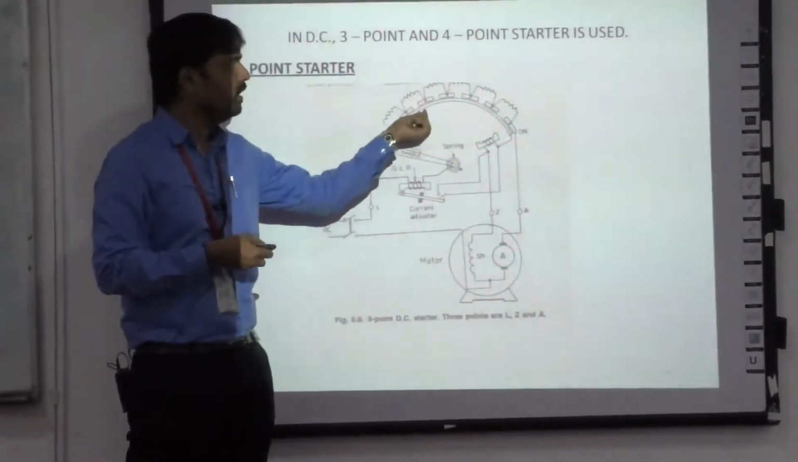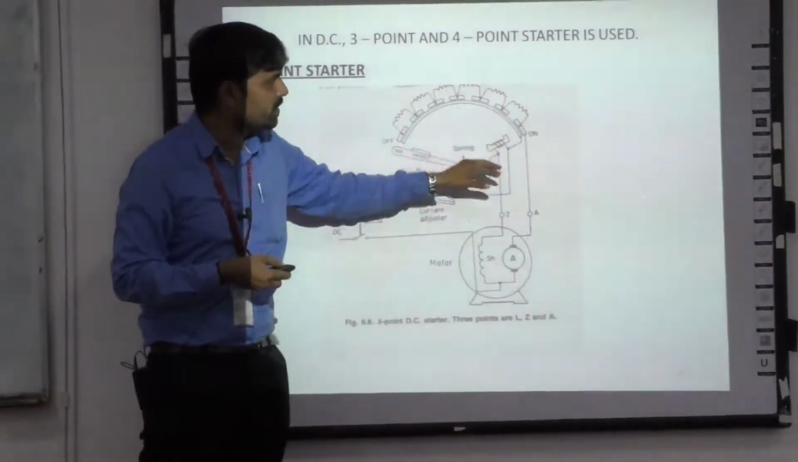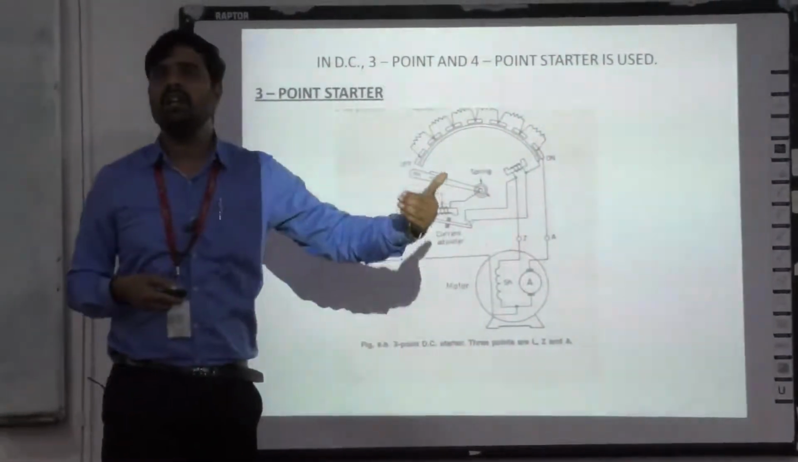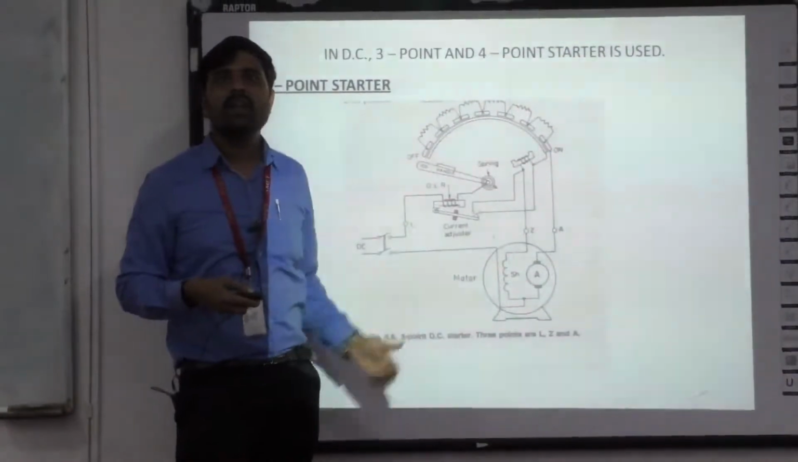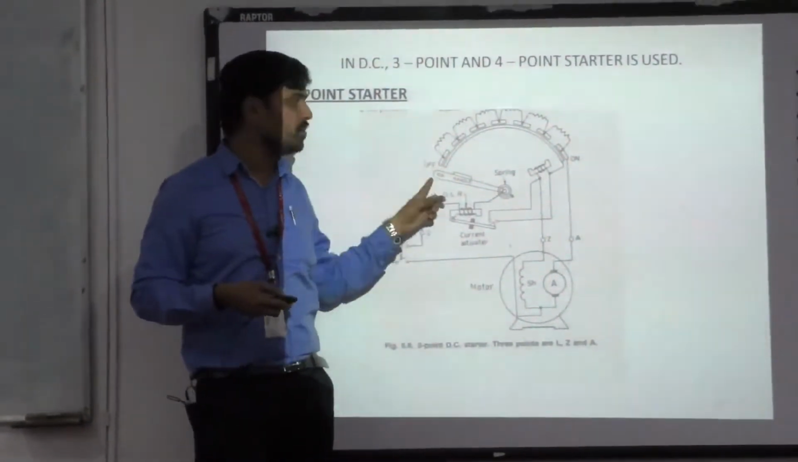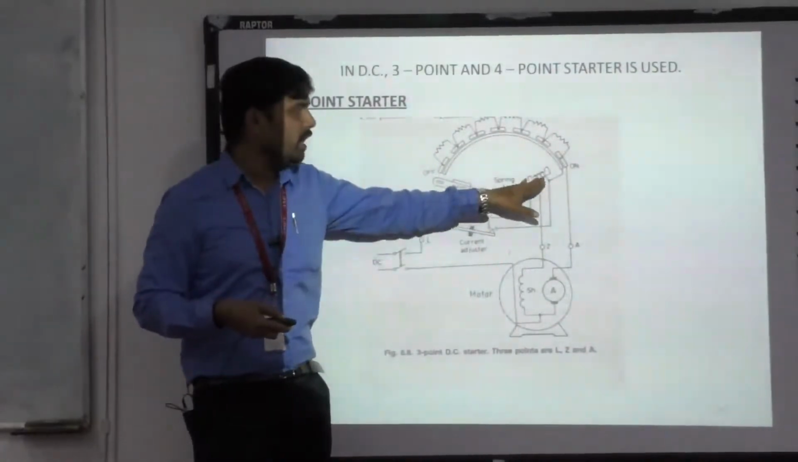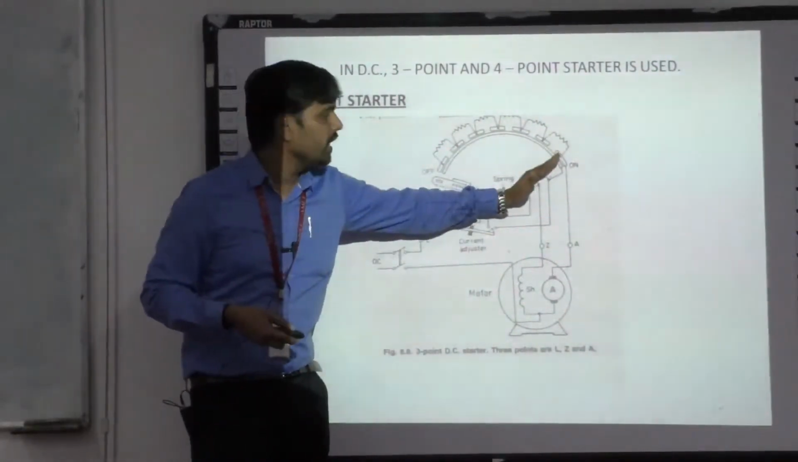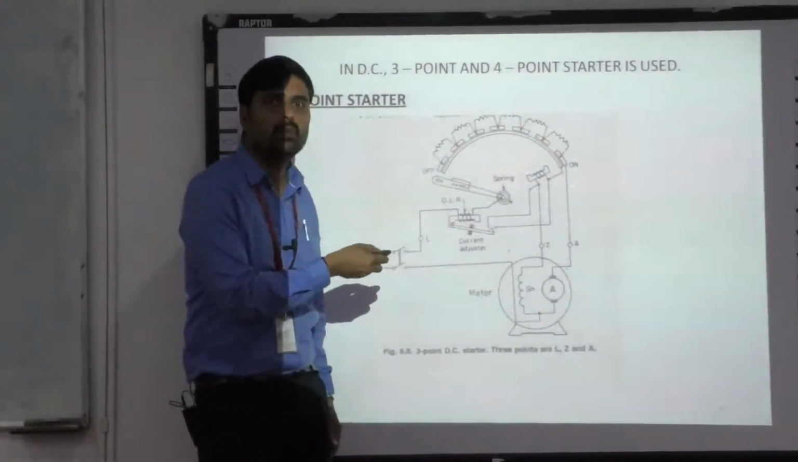So when I move towards studs 1, 2, 3, 4, 5, 6, after cutting down all the resistances, the current will be increased. So at the time of starting, I am starting with the reduced current. Here the electromagnet attracts the soft iron piece, and that means this handle is going to come to this position.